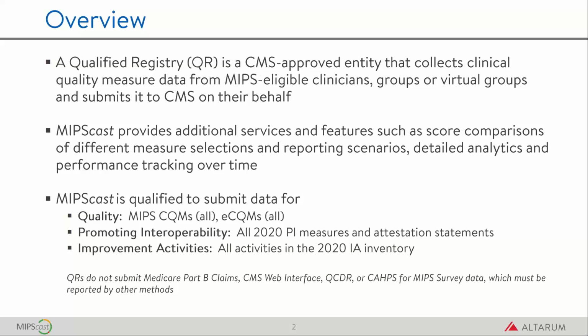Also, there are measures called QCDR, Qualified Clinical Data Registry measures, and those are specific to each QCDR. A QCDR is like a qualified registry, similar to MIPScast, but they also develop their own measures, and those are the QCDR measures. They can only be submitted by that QCDR. And then there are also measures in the CAHPS for MIPS survey data, which also must be submitted through another method and not through qualified registries.